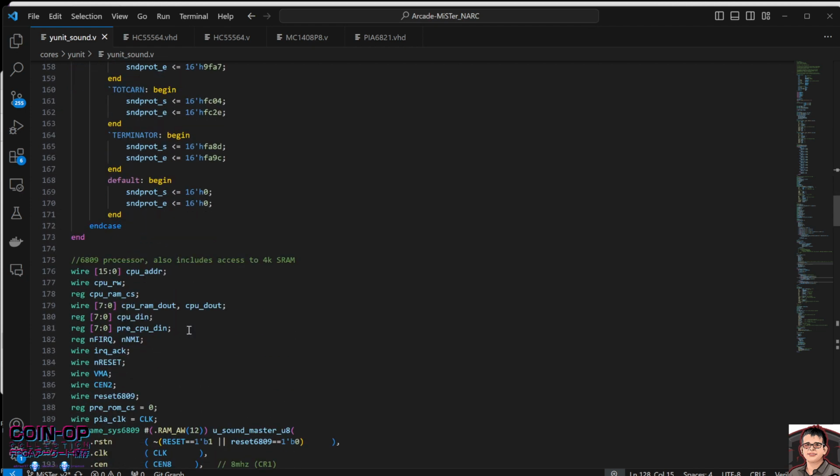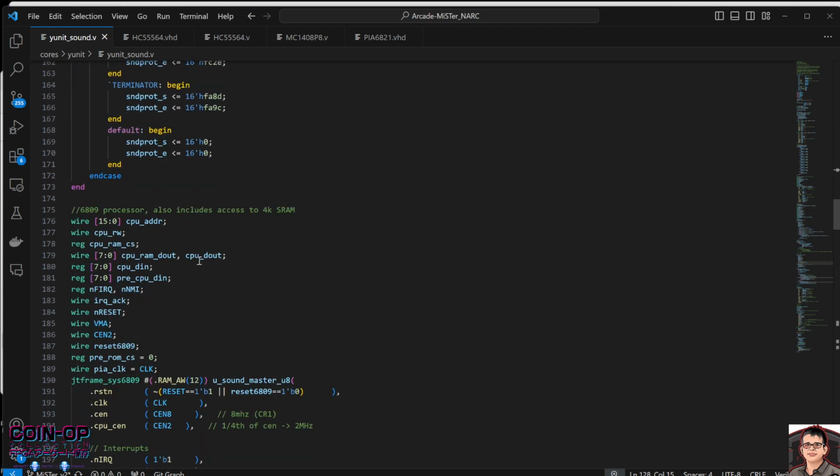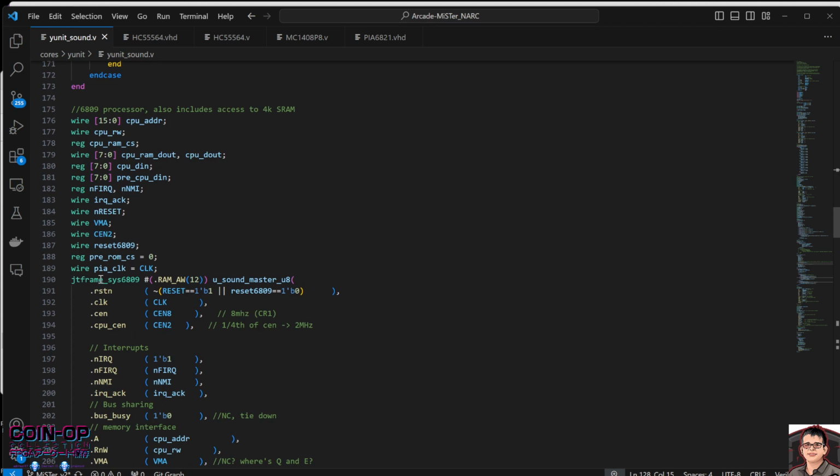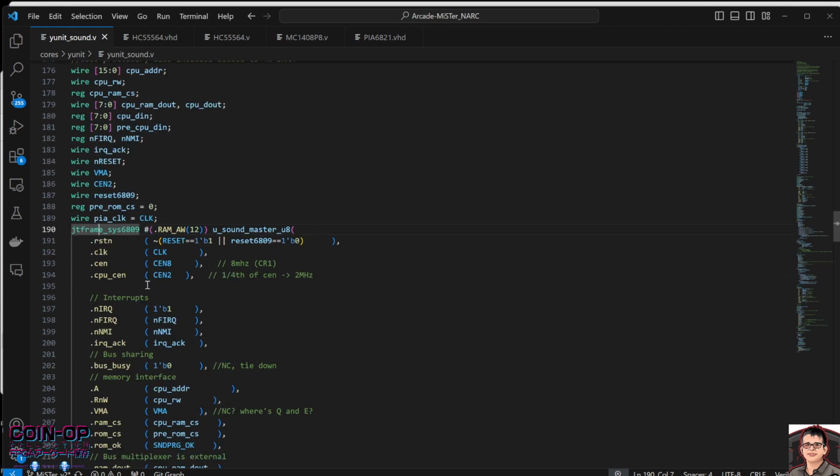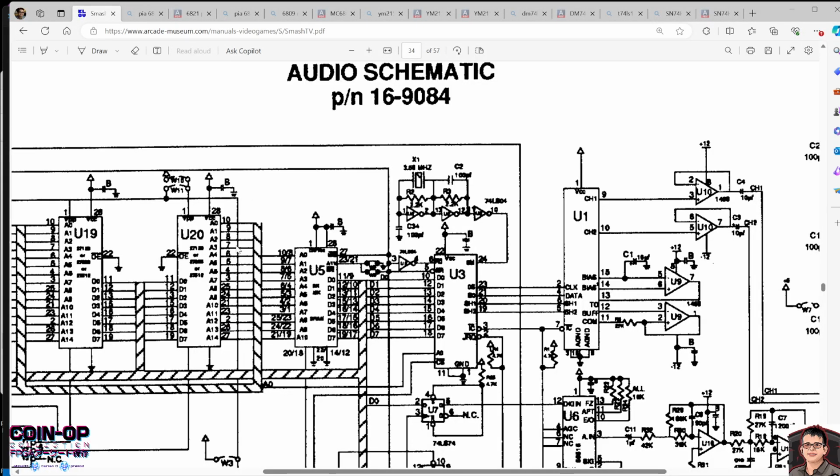Okay, so the next thing is the 6809. The 6809 that I have here comes from JT Frame. This is a wrapper around the MC6809i CPU IP that's been around forever, and it does a few cool things. First of all, the RAM is embedded, and all you have to do is define what your RAM width is, which is 12 in this case, because we counted that in the last video.